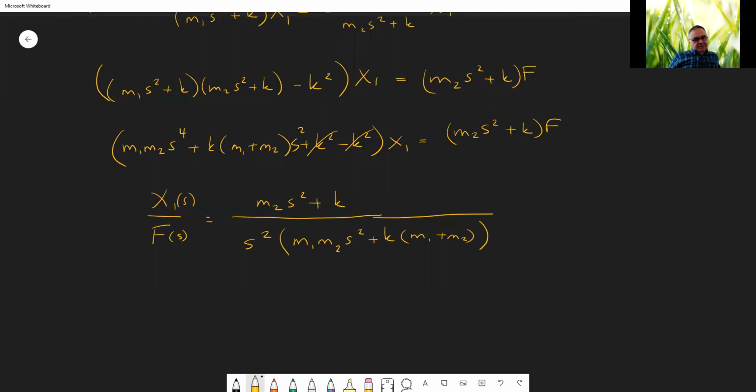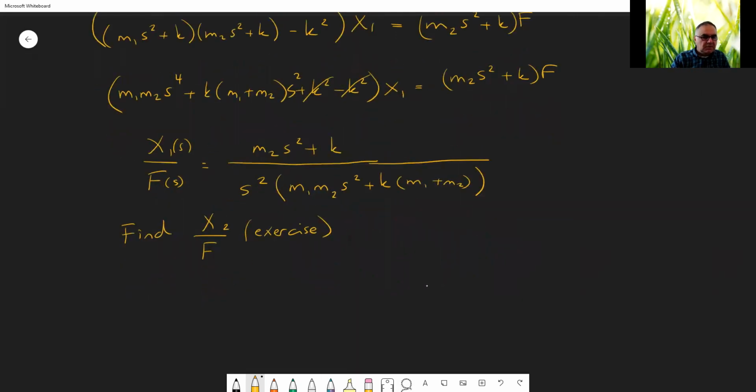For example, I will leave it as an exercise for you to find x2 over f. It is quite easy if you follow the same steps. I'm not going to do it.